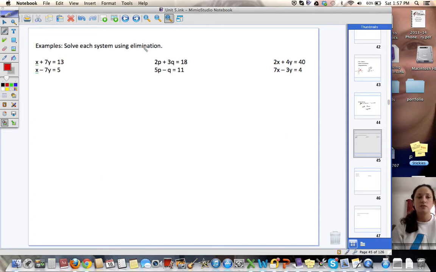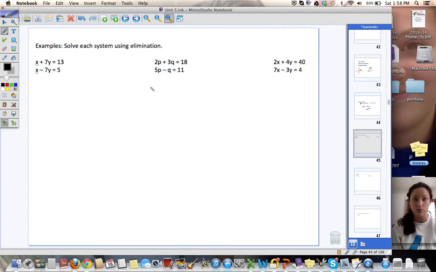Okay, this one's a little harder. They're lined up already, my p's, my q's, and my numbers. But if I'm looking at this, nothing right away cancels out. Just like right here, this was a positive 7 and negative 7, and I knew they were going to cancel out when I added them. So to eliminate, I have to multiply something to get ready to cancel out. The first thing I always look for is a variable by itself, because that indicates there's a 1.